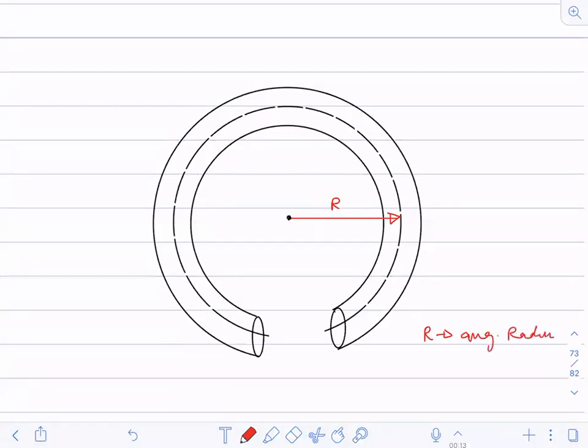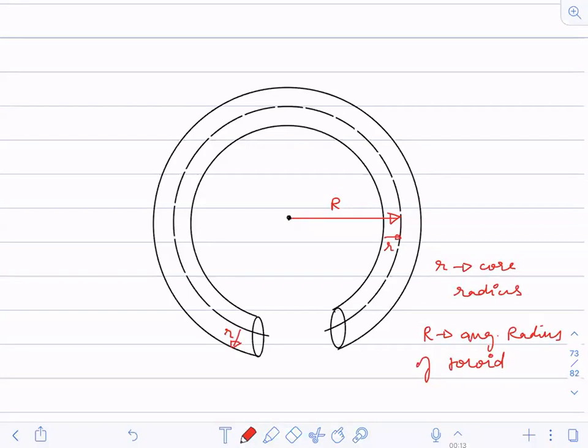Fine. Now, if I take this radius, suppose this is also a circle only, right? This is also a cross section. So if I take this radius, compared to here, which is small r, what is this small r? This small r is nothing but the core radius.